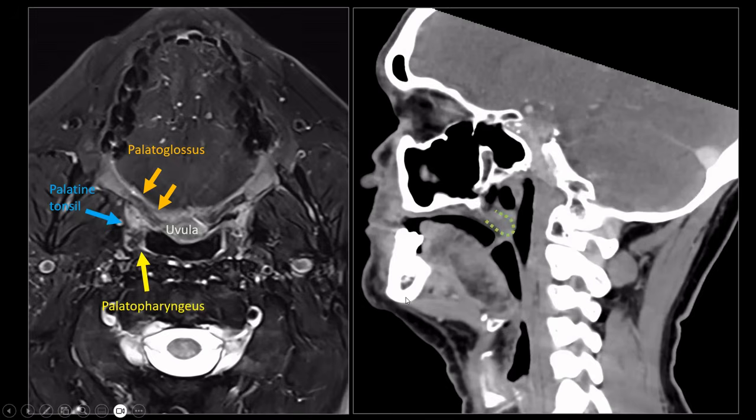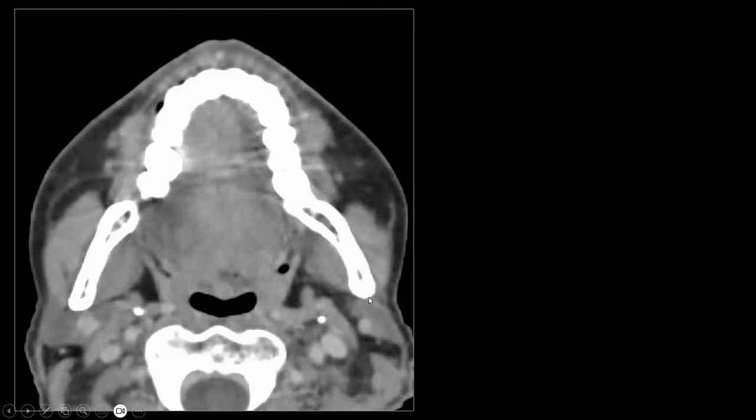So this is off midline. So this is, let's say, the lateral part of the uvula over here, and this muscle coursing towards the posterior pharyngeal wall is the palatopharyngeus, and this one is the palatoglossus. So I think by now the anatomy of the tonsillar region should be clear. Is there something else I want to tell you or show you?